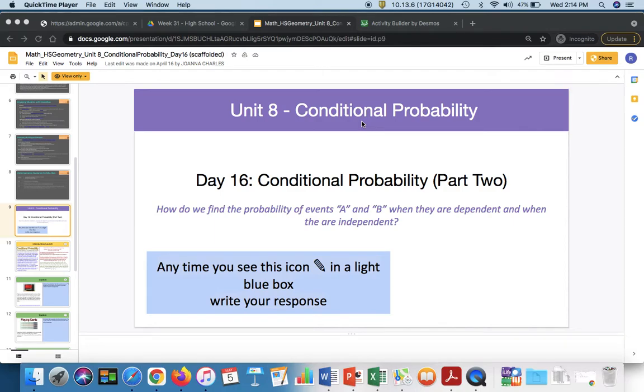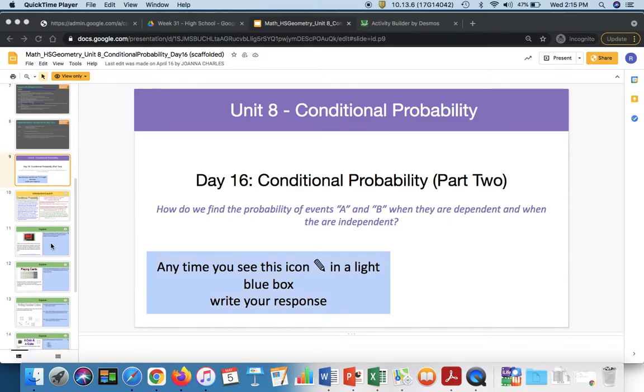Hi, this is Roman, and today we are going over Unit 8 on conditional probability, Day 16. And our focus question is, how do we find the probability of events A and B when they are dependent and when they are independent?